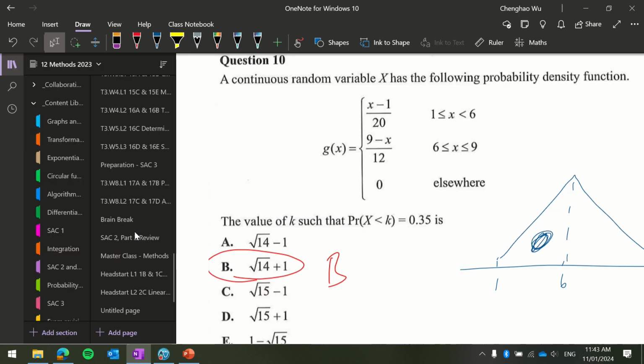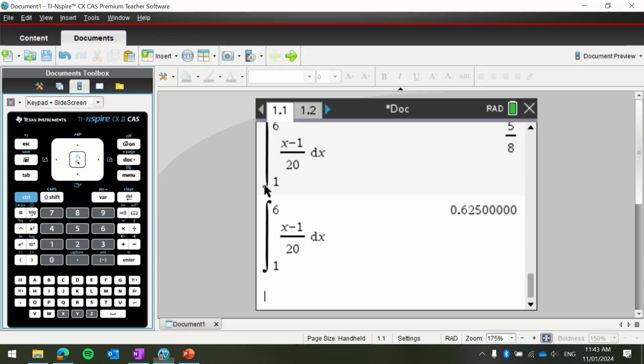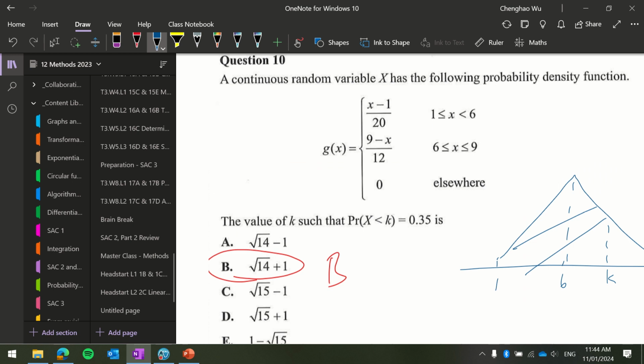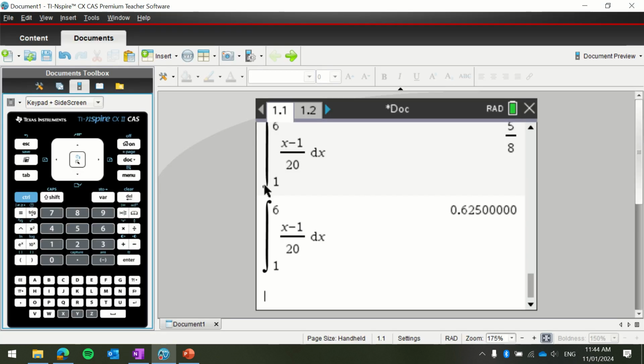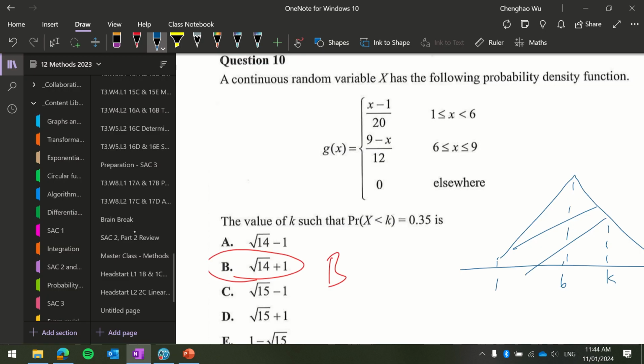That's more than 0.35, which means k must be here. If k is there, then the less than area is going to be way more than 0.35. It's going to be way more than 0.625. So k must be here. And that left area is 0.35.